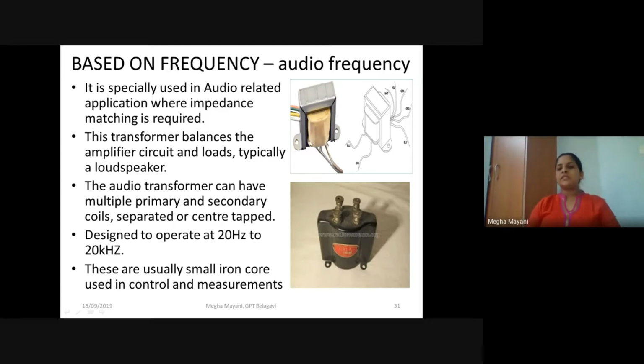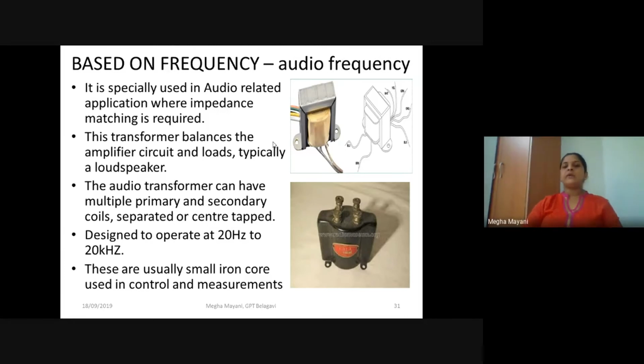These transformers also do one more job of matching the impedance. Friends, we all know the impedance matching is necessary if we expect a maximum power transfer from one circuit to the other circuit. Hence, these audio frequency transformers do that job also in matching the impedances.